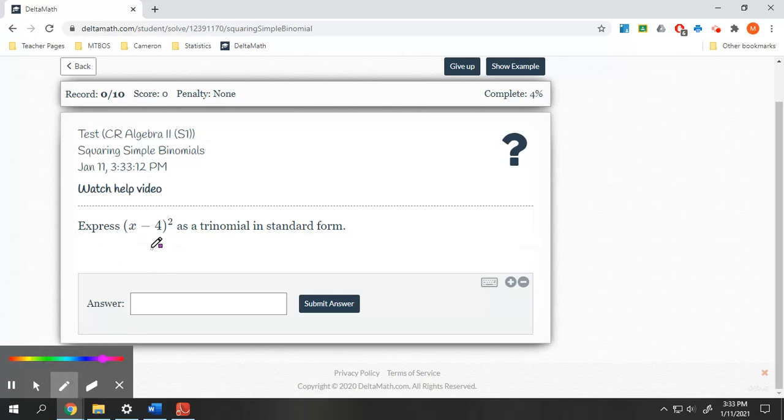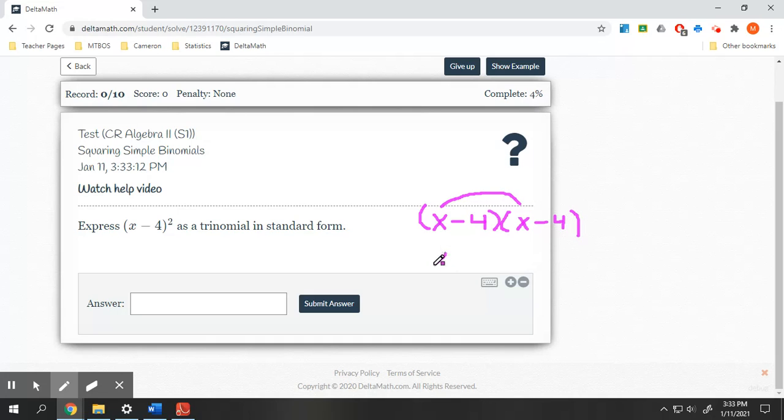Instead, remember, if I am squaring something, I am taking it times itself. So I have x minus 4 times x minus 4. So when I am doing this, now I can distribute. So x times x is going to get me my x squared. I have x times negative 4 and negative 4 times x. Well, that'll be minus 4x and minus 4x. And then my last piece is I have a negative 4 times a negative 4. That is going to be a plus 16.